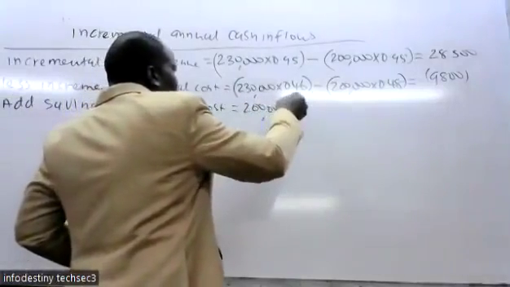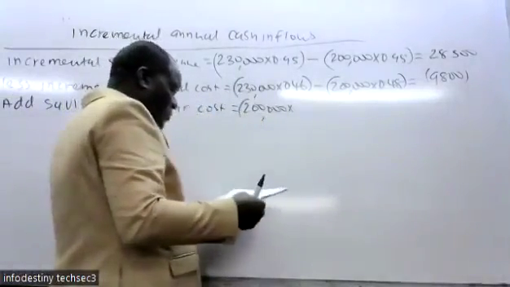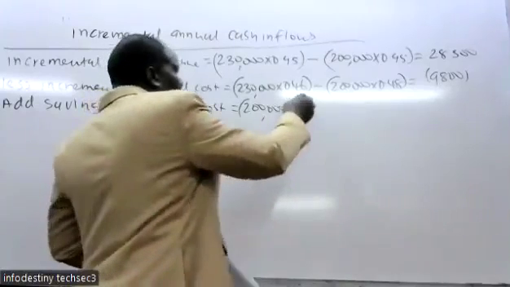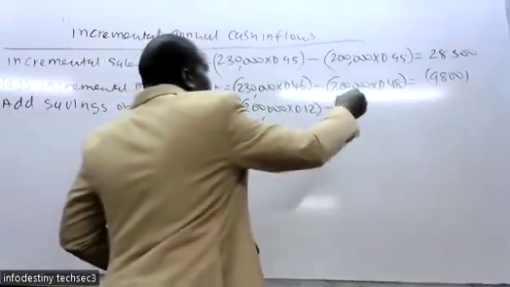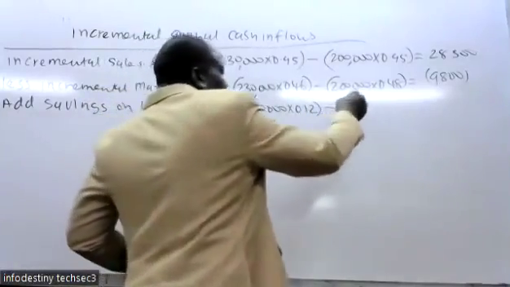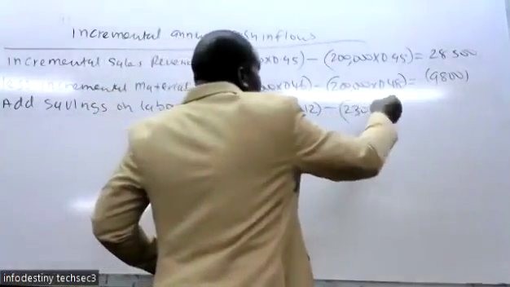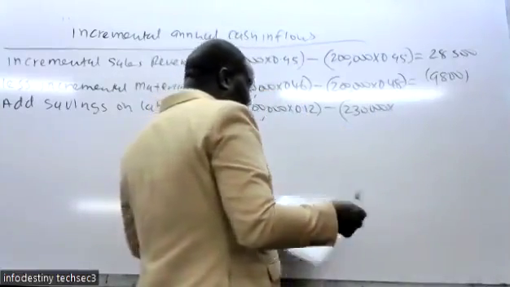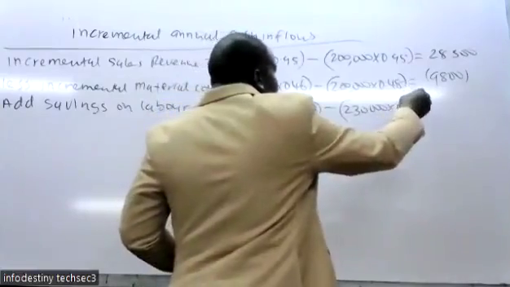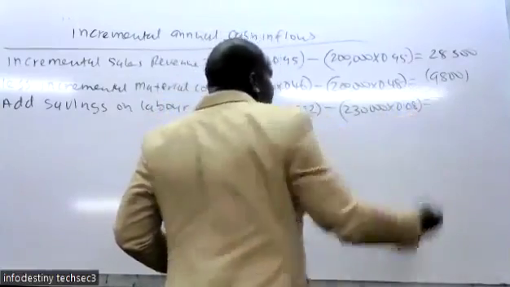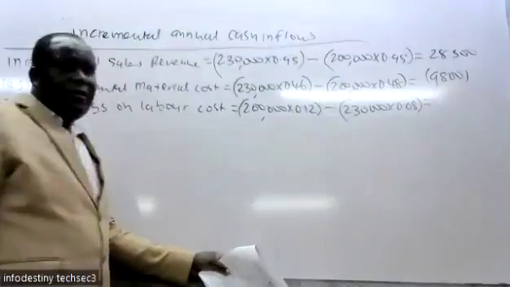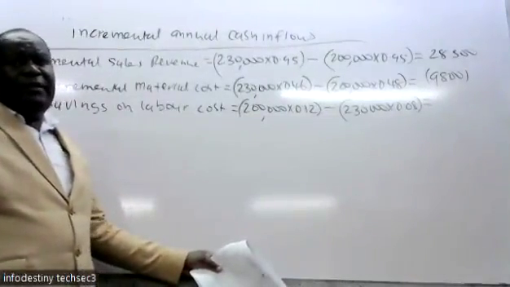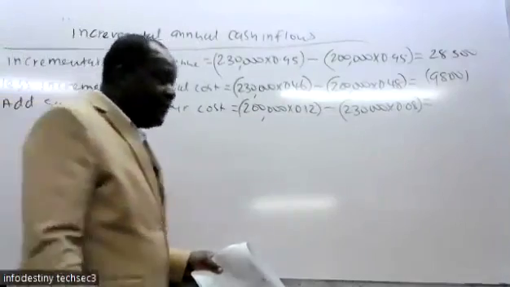So you take 200,000 multiplied by 0.12. You minus 230,000, but now we multiply it by 0.08. So we get the savings on labor. When it is savings, we normally add. How much will that savings be?